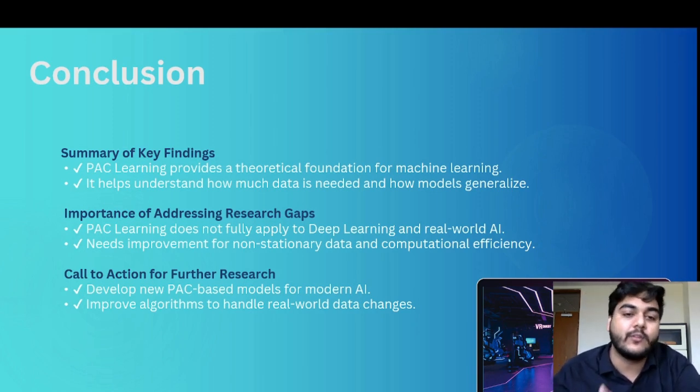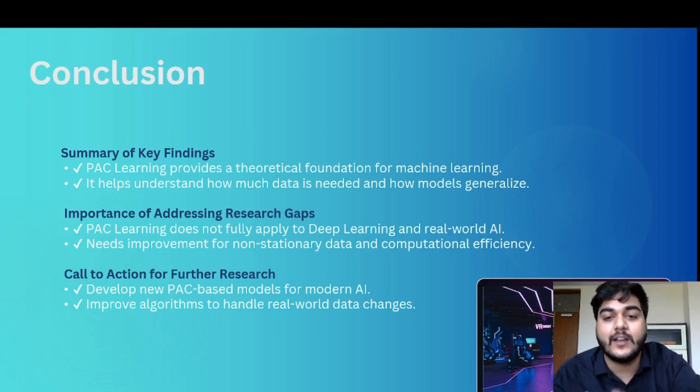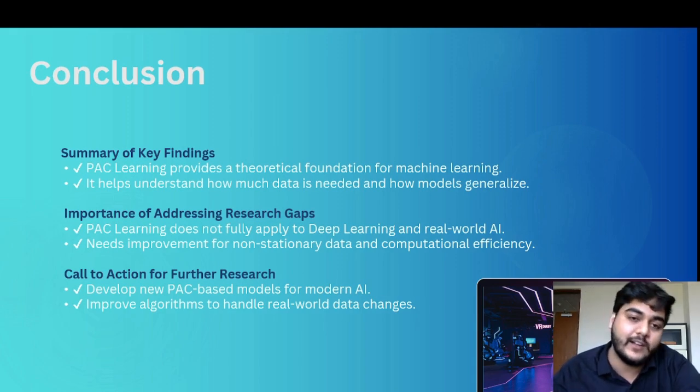It needs some improvement for non-stationary data, meaning data which changes again and again. And as we have mentioned earlier, it is computationally costly, so we have to improve computational efficiency. Now, call to action for future research: develop new PAC based models for modern AI, and improve algorithms to handle real world data changes.